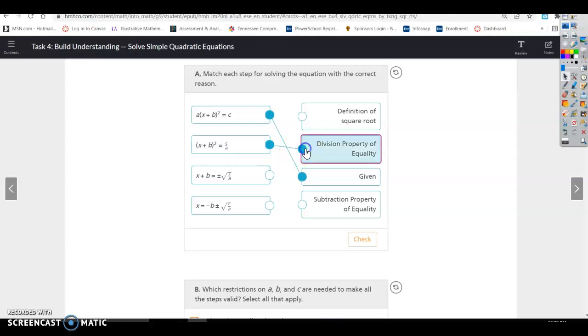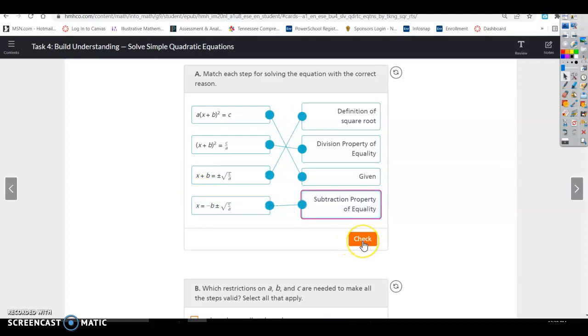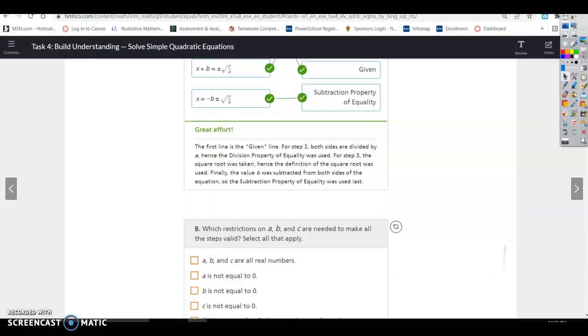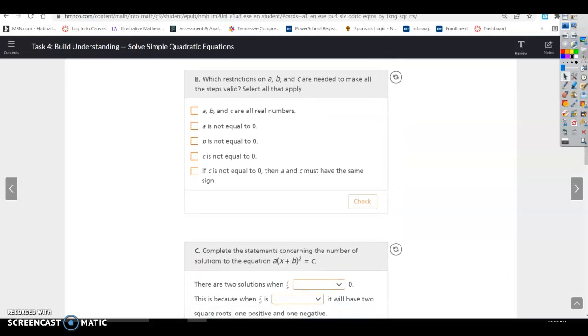That's our division property. And then after that, you can see that we're going to take the square root of both sides. So that would be the definition of square root. And then once we take the square root, we're still trying to solve for x, so we need to subtract b from both sides. That would be our subtraction property of equality. That just goes through the steps of showing how you would solve an equation of that form.